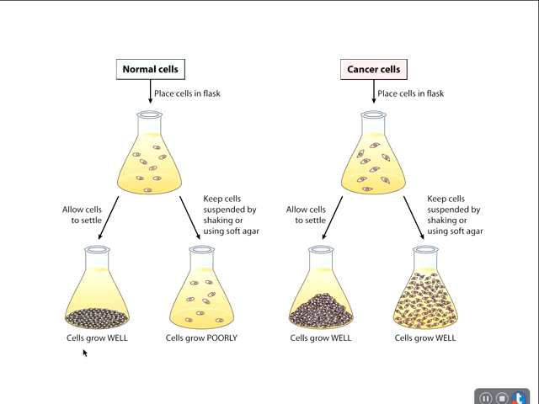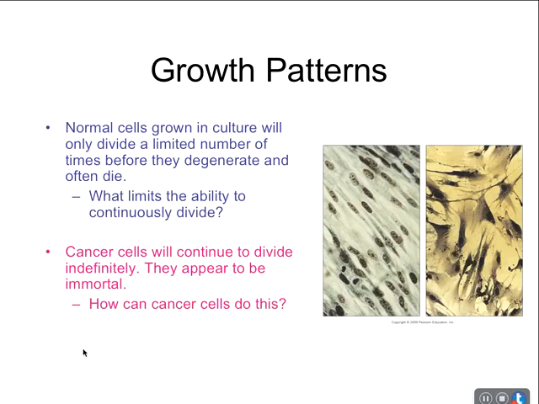There are nerve cells that undergo apoptosis early in childhood, which causes interactions that allow better memory. So, anyway, another growth pattern here. Normal cells grown in culture will only divide a limited number of times before they degenerate and often die. A lot of work was done with fibroblasts on this particular topic. Turns out fibroblasts will divide about 50 to 60 times before they completely degenerate and can no longer undergo appropriate cell division and no longer even look like fibroblasts.